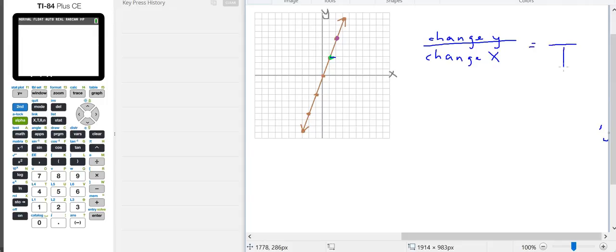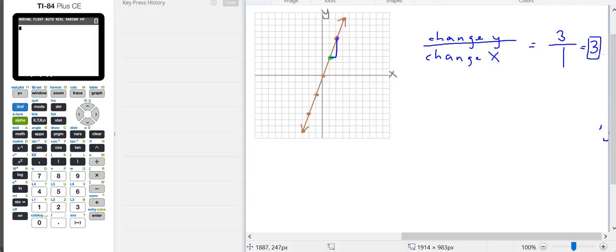Now let's look at our change in y values. From where we left off by the horizontal, we're going to move up to the purple point. 1, 2, 3. We moved up 3 boxes, so the change in the y values is 3. So the slope of this line is 3.